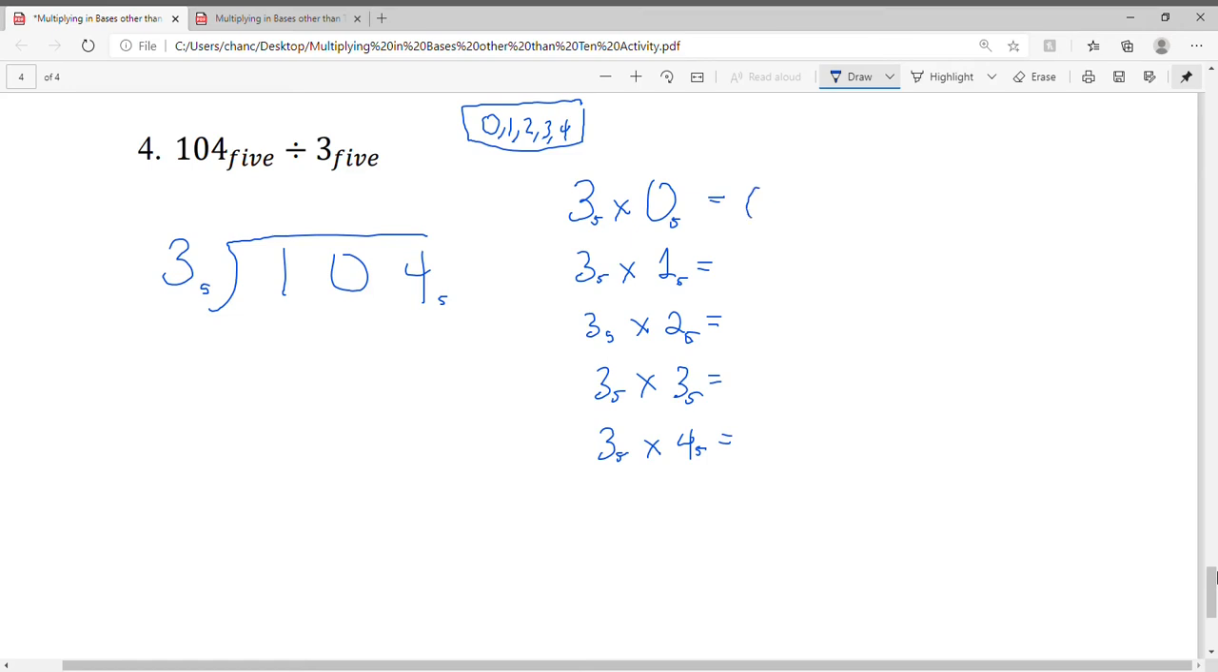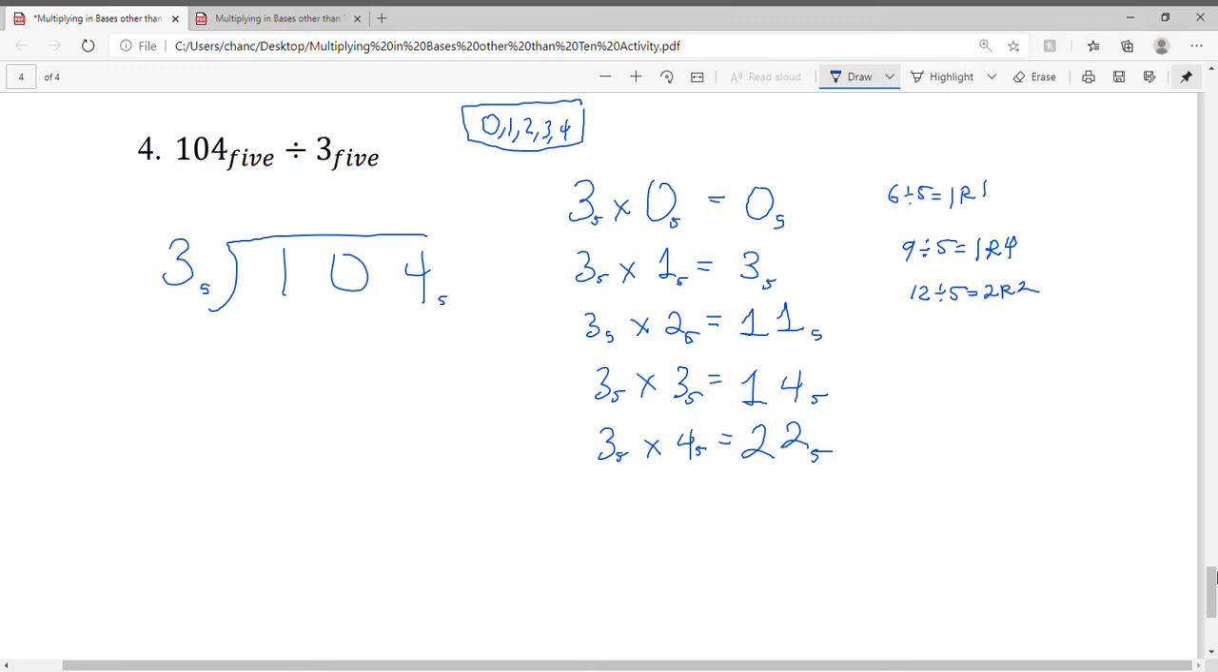Now what's 3 times 0? That's 0. 3 times 1 is 3 in base 5. 3 times 2 is 6. 6 does not exist in base 5, so we'll convert that. That's 1, remainder 1. So that's 1, 1 in base 5. 3 times 3 is 9. 9 does not exist. Divide that by 5. I get 1, remainder 4. So that's equivalent to 1, 4 in base 5. 3 times 4, that's 12. 12 does not exist in base 5. That's 2, remainder 2. 2, 2, base 5.